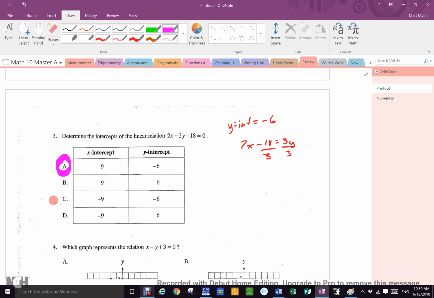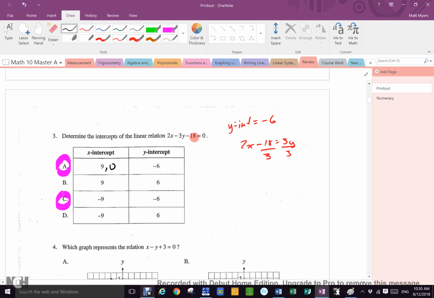Right? It had to be A or C. Now, the x-intercept is 9. If the x-intercept is 9, is there a y value? No. So this is (9, 0), isn't it?